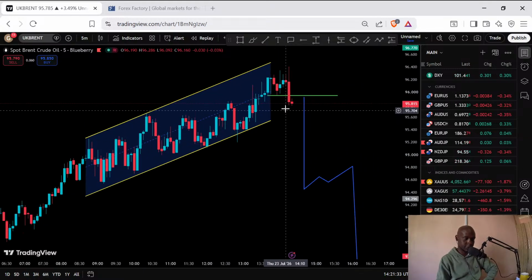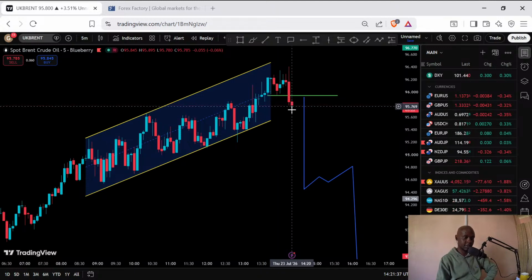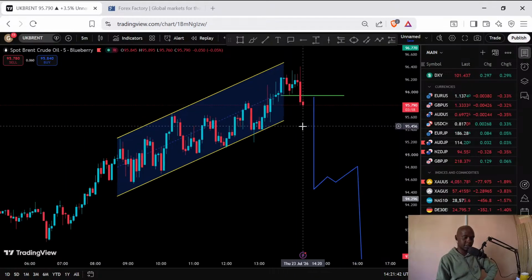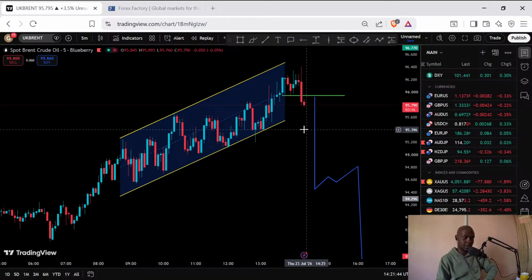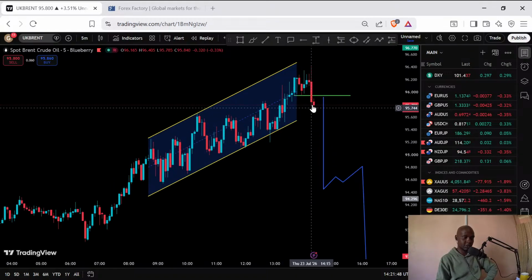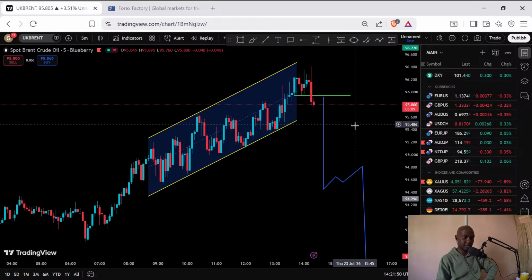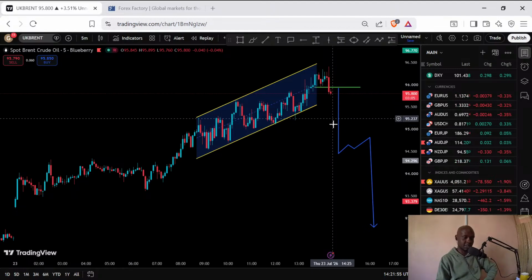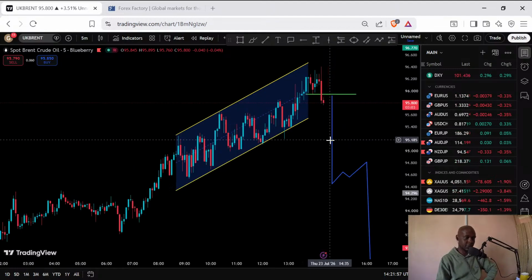Okay, so at least the good thing is that we've broken the low of this previous candle. So this is continuation of momentum. It's about how this candle is going to close. If this candle is not impulsive enough, then I'll wait for the next candle to confirm. I still want to see a strong bearish candle.